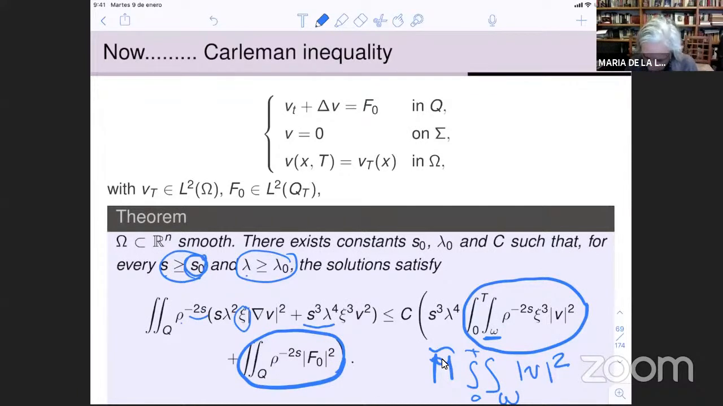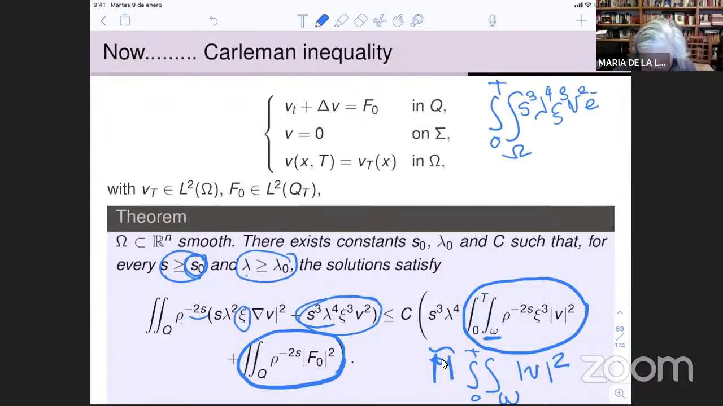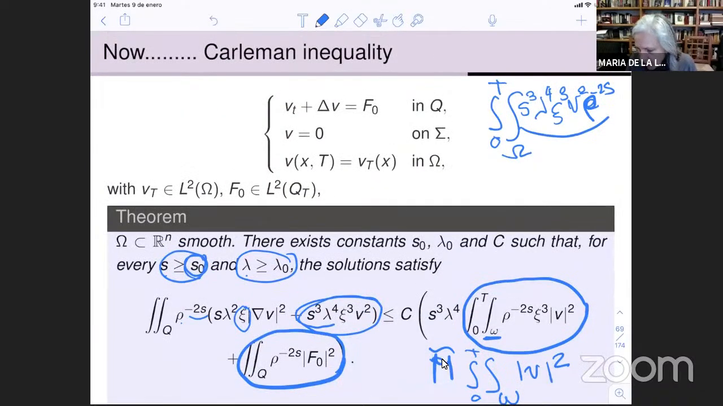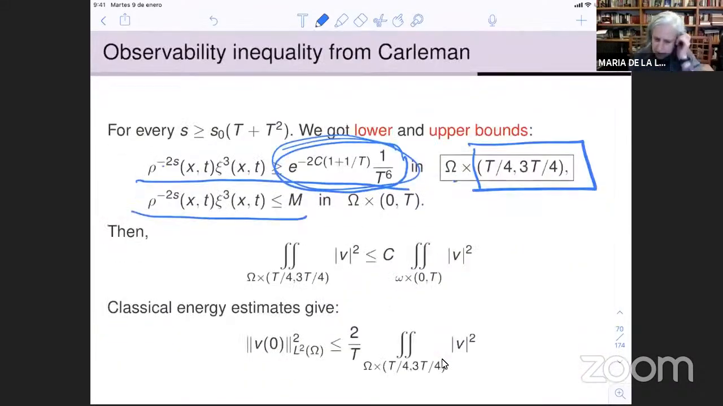And then you have this term, so you are integrating from zero to T over omega of S cubed lambda to the 4, C cubed V squared e to the minus 2S rho. So this part is just bounded below by this constant where you are far from zero and capital T. So you can bound this as greater or equal than the integral from T/4 to 3T/4 over omega of the same, because you are taking a smaller region of integration. So you can bound that.